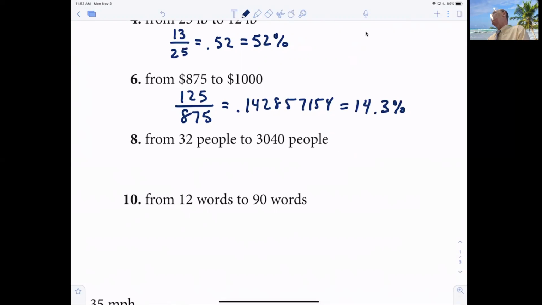Does anybody have any issues? Avery, is that good for you? What are you confused about? Come on, speak up. You move the decimal 2 places to the right. So here we go. I'm going to move this 2 places to the right. 1, 2. Now, is that 14.2 or 14.3? Right. What are you asking me? You good now? On rounding?